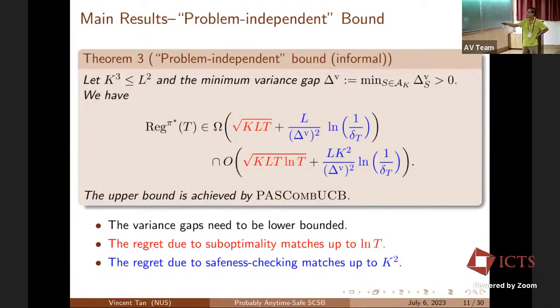The total number of items is L. The total number of items you can display on a web page is at most K. Why is it K times L? L choose K, you mean? L choose K. Yes, so this is better than L choose K because L choose K is very large compared to K times L.